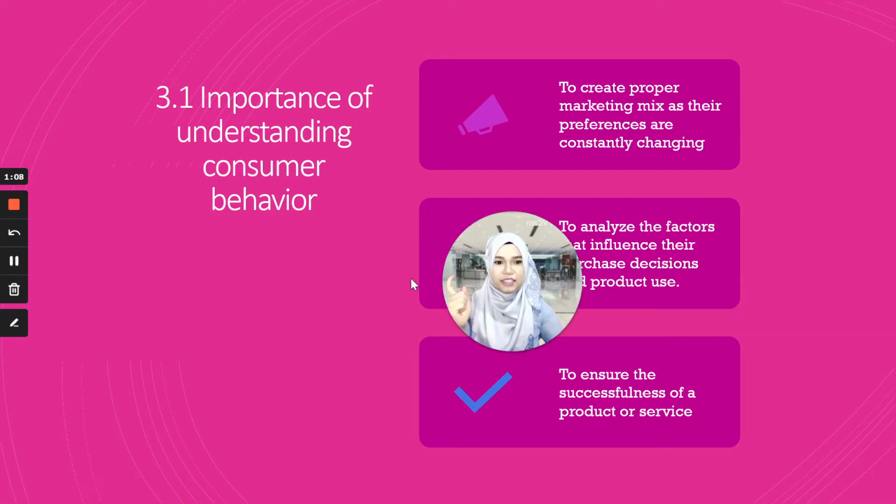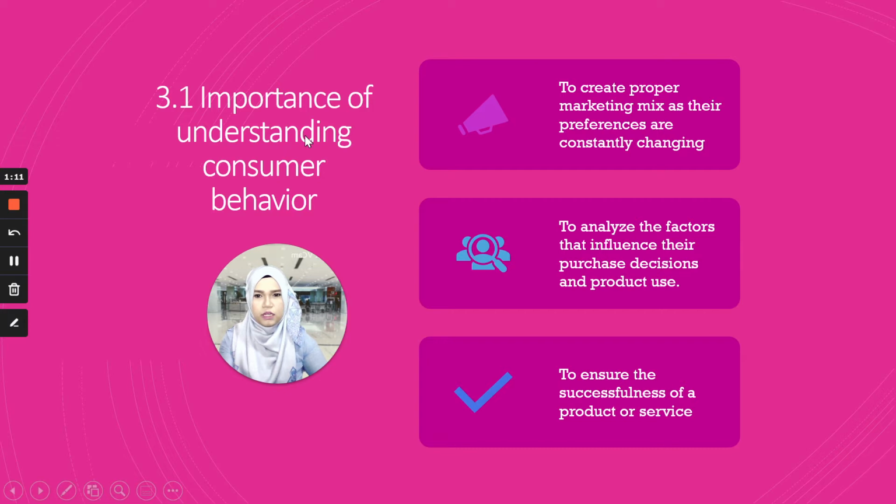Now, first thing first, we're going to understand the importance of understanding consumer behavior. So why do we learn this chapter, and why do we need to know how consumers behave? Firstly, so that we are able to create a proper marketing mix as their preferences are constantly changing. As you know, when people buy things, today they feel like buying A, for example, and tomorrow they don't want to buy A anymore, they want to buy something else. So we want to understand why they behave in that manner so that we are able to create a proper marketing mix for them. Do you still remember what your marketing mix is?